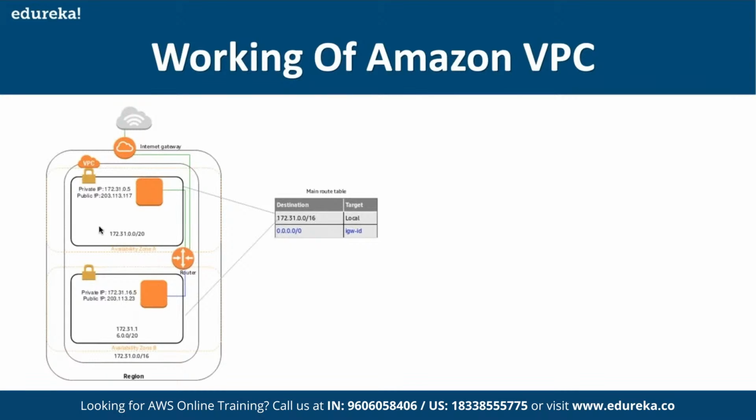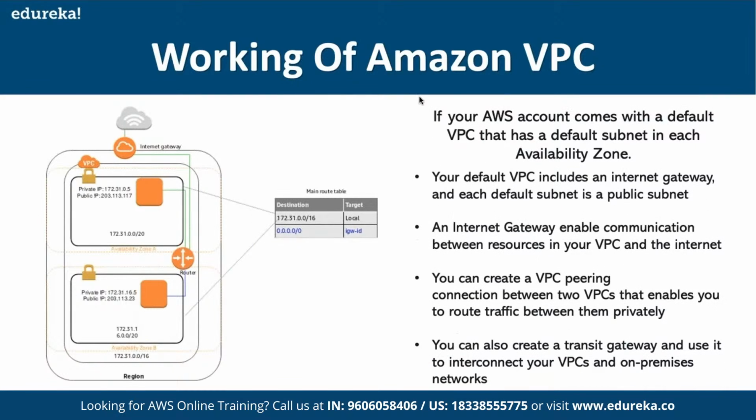I'm creating this particular subnet in the 1A availability zone. I'm creating this subnet in 1B availability zone. If I have an internet gateway attached, both of these subnets are public. And if one of the subnets does not have internet access, that becomes private. See, if your account comes with a default VPC, the default subnets are in the availability zones which will have an internet gateway by default. So all the subnets become public.